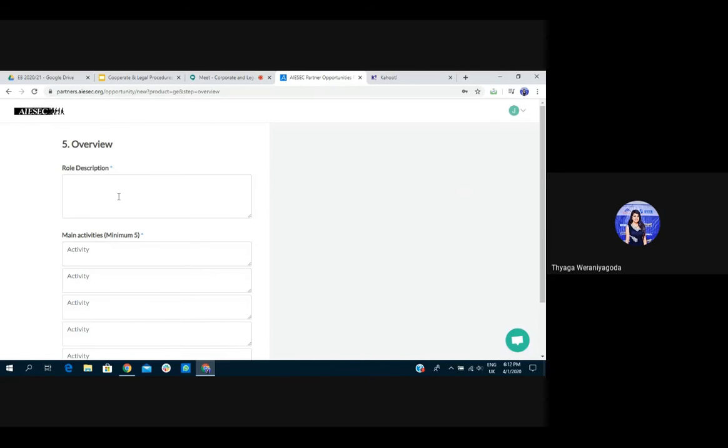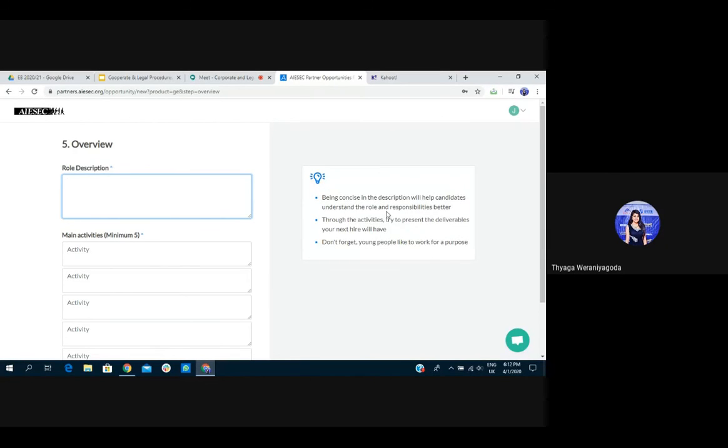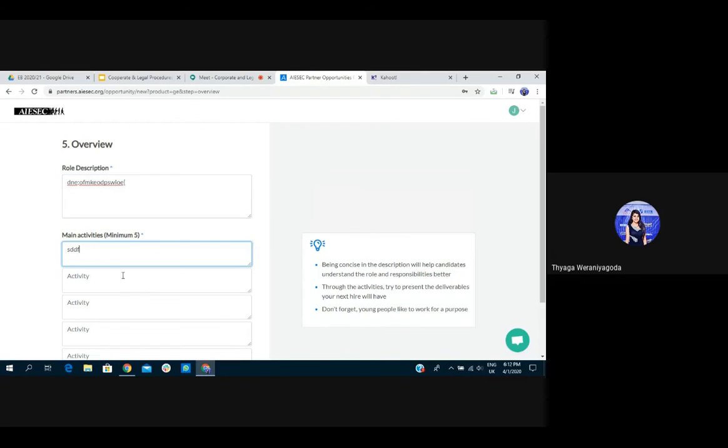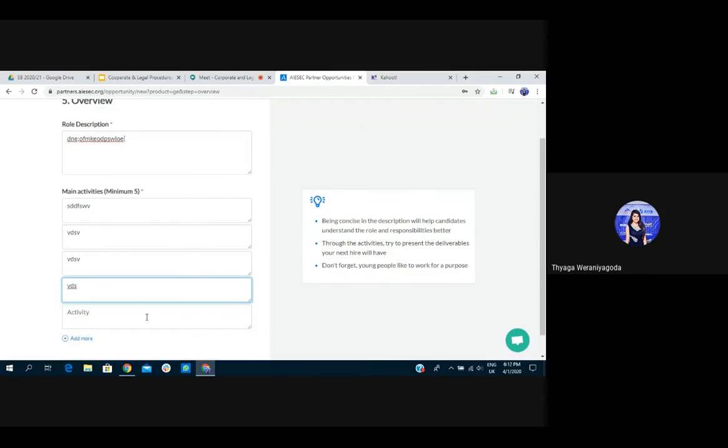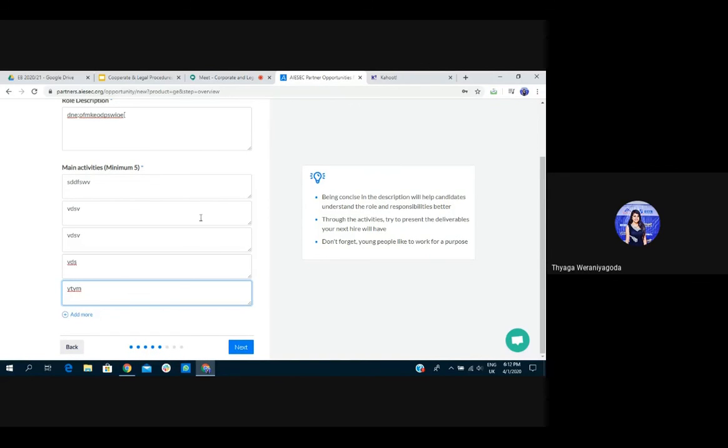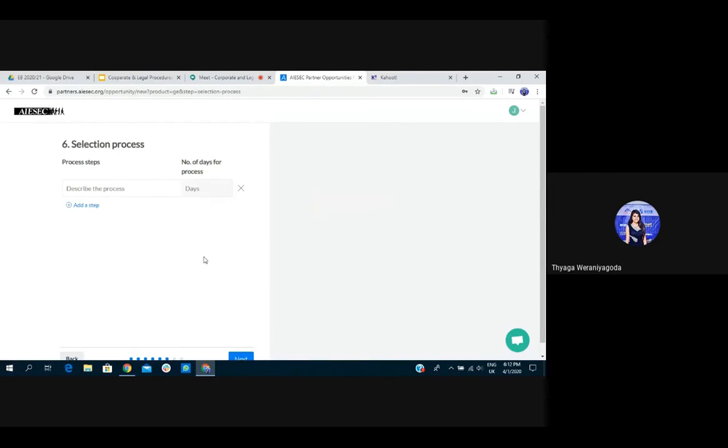Next. Yeah. So here's the role description. Here also they say it should be a descriptive description. As I mentioned, it should be like 50 to 100 words. I just keep it like this. And some 5 activities. As I mentioned, good sentences, right? Clear and complete sentences.